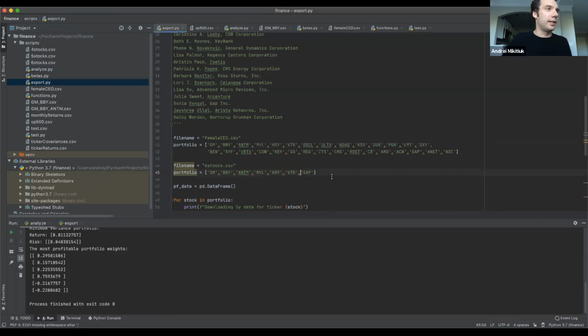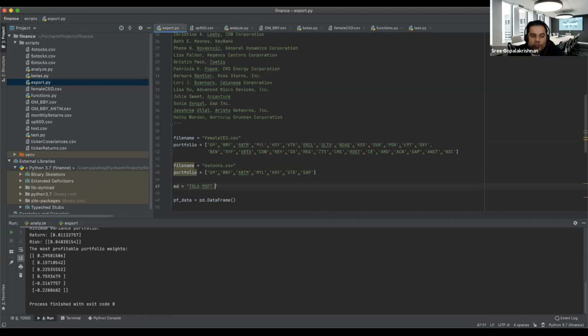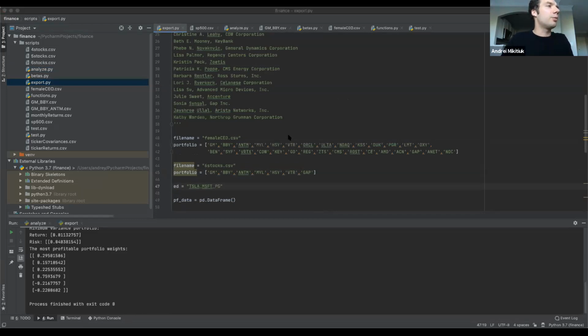Okay, so let's get the data. So we had Tesla. Is this from that Quantopia website? Oh, that's my pure Python code that I basically wrote for this exact purpose. I tested some different scenarios, but so we had Tesla, Microsoft, and Procter and Gamble, right? And Procter and Gamble is PG.